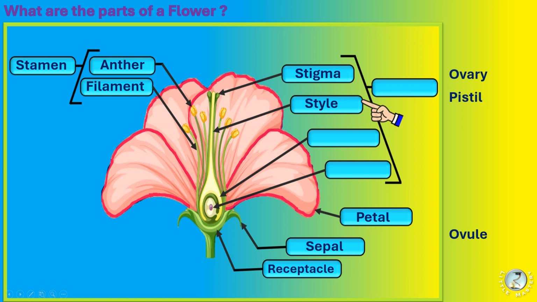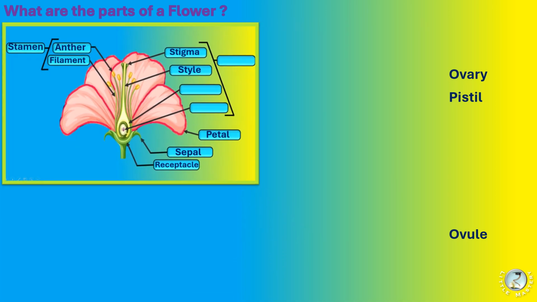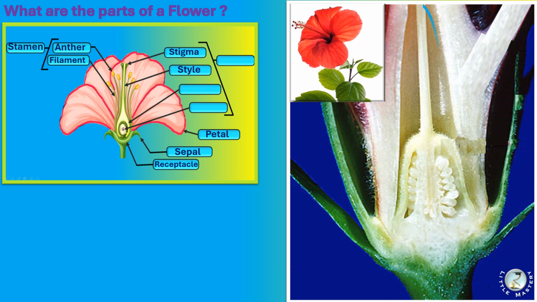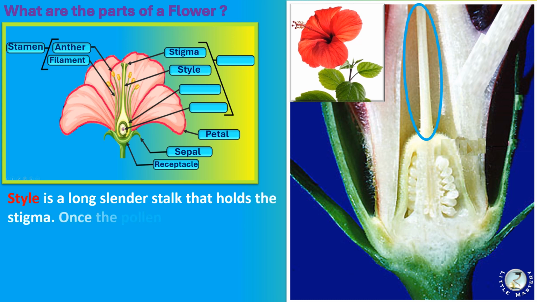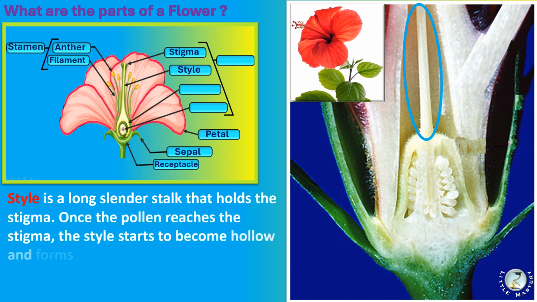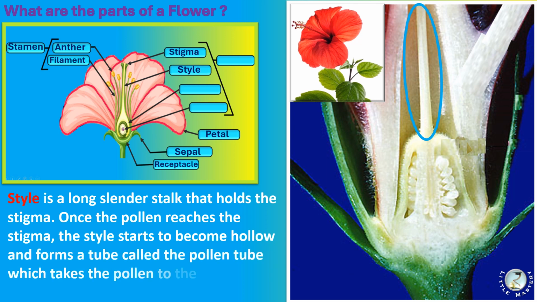Style. Style is a long, slender stalk that holds the stigma. Once the pollen reaches the stigma, the style starts to become hollow and forms a tube called the pollen tube, which takes the pollen to the ovaries to enable fertilization.